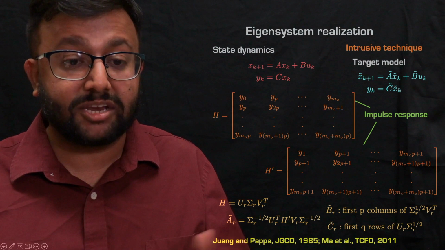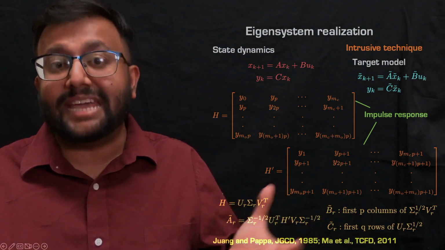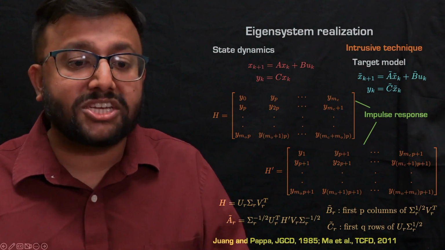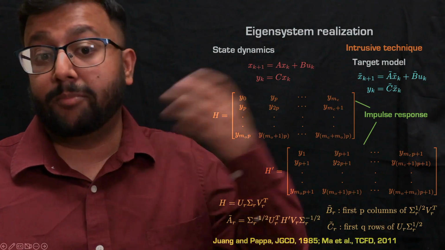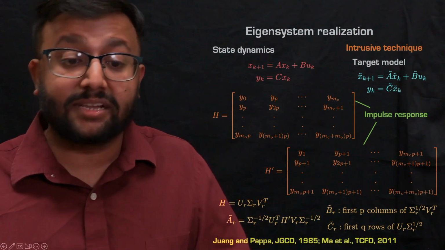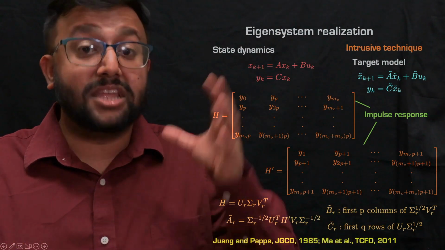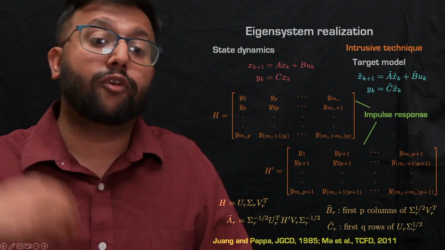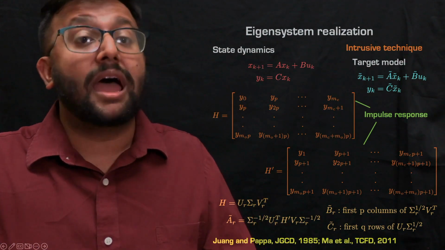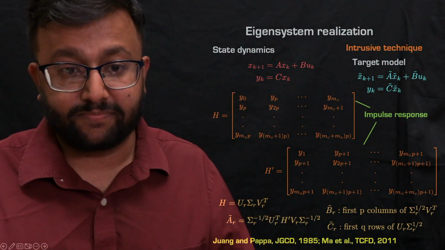Now, once we build this Hankel matrix, we can perform the rank truncated singular value decomposition, and then again, through similar tools of the DMD methodology, we can build this A tilde representation, the B tilde and the C tilde, which basically represents the reduced order model for describing the same input-output dynamics as the original system.